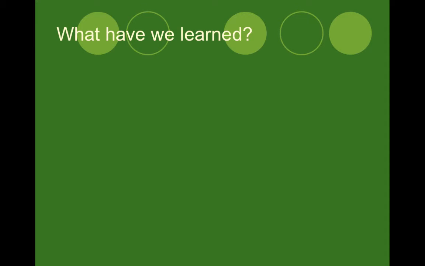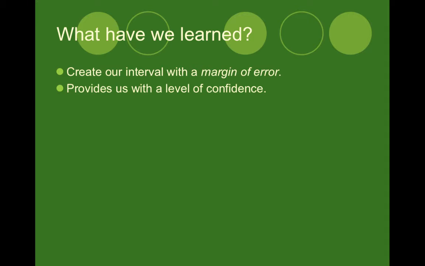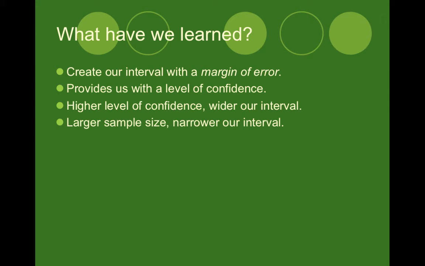So then what have we learned within Chapter 19? We've learned to create our interval with a margin of error. This provides us with a level of confidence, typically 90, 95, 98, or 99. The higher the level of confidence, the wider our interval will be. Therefore, the more narrow our interval is, the less confidence we have. A larger sample size is always better, and it will make our interval more narrow. If you do want a more narrow interval, you can do that by increasing your sample size.